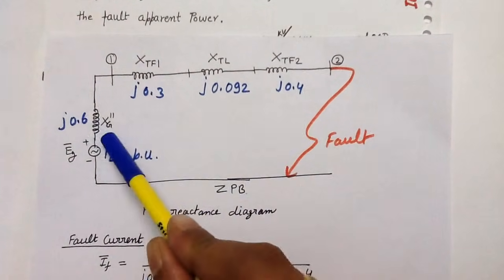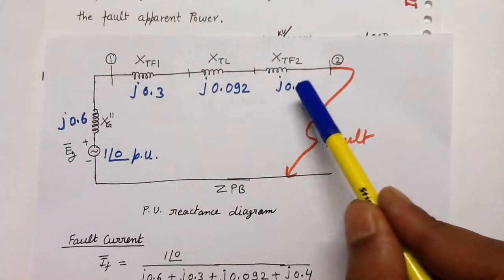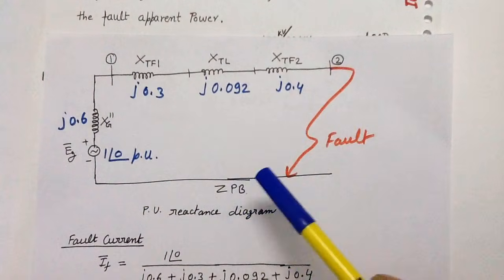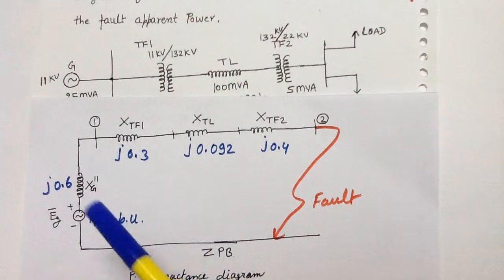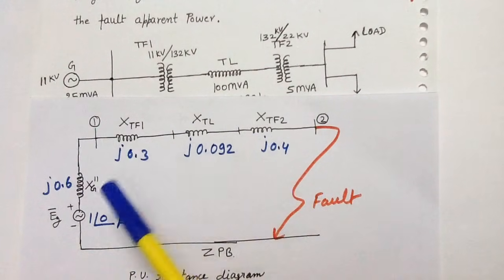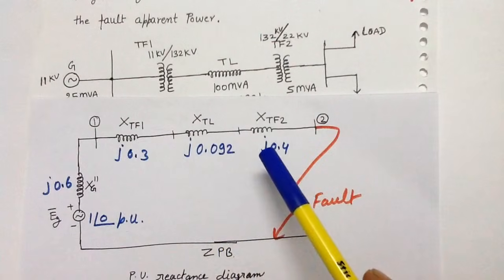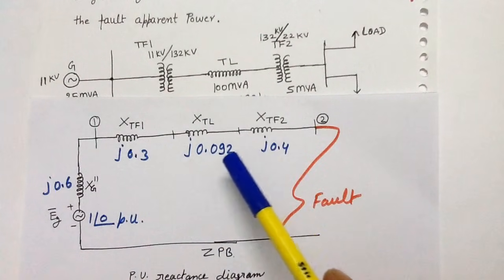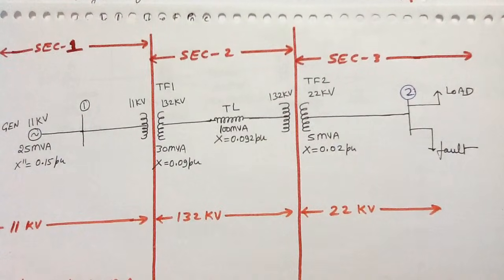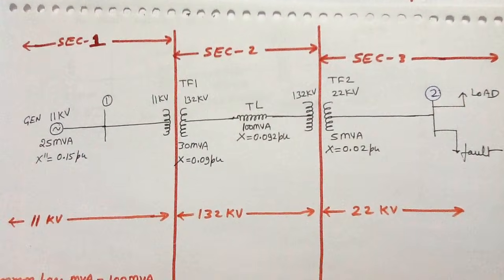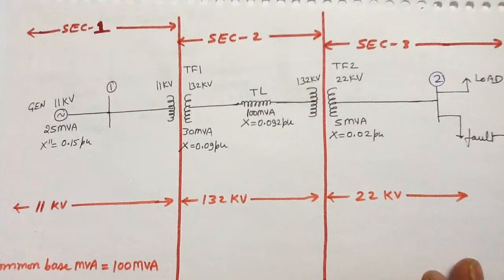Now our aim is to calculate the per unit reactance values of all the equipments of the power system network. To calculate the per unit reactance of the different equipments of the power system network, I am going to draw another diagram. So by this diagram you can easily calculate the values of the per unit reactance of the different equipments.